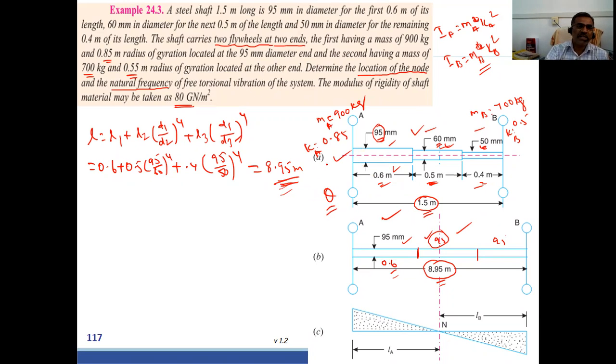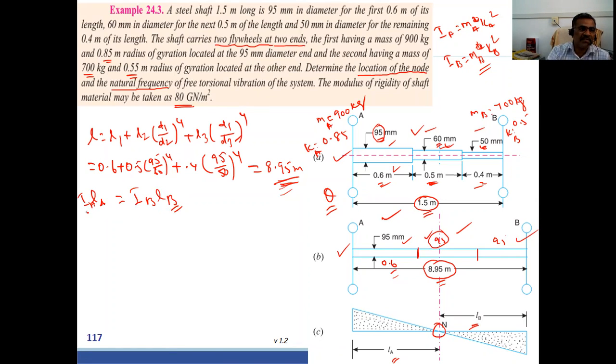Calculated. So now what you have to do? The node may be somewhere here. So here this is LA, this is LB. Already we have the equation: LA IA is equal to IB LB, because the vibration of this is equal to the vibration of this. If you keep this, you will get an equation like this.